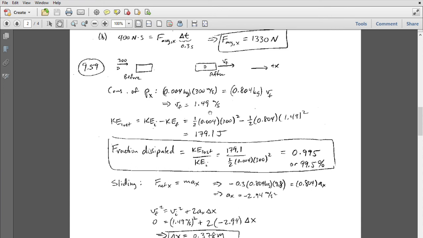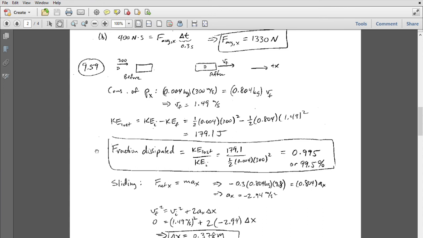So if we wanted to calculate the fraction of kinetic energy that's lost, the first step is to find the kinetic energy that's lost, which is the initial kinetic energy minus the final kinetic energy. We just do that with 1/2 mv squared. Initially we just have the bullet moving, and finally we have the combined objects moving. When we take that difference, we get 179.1 joules of kinetic energy that's lost.